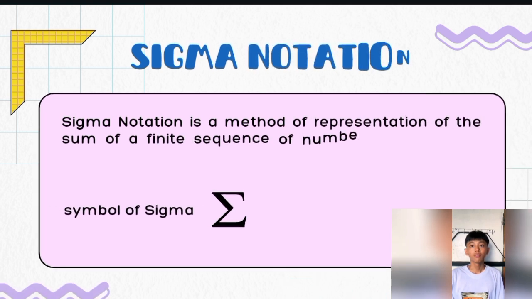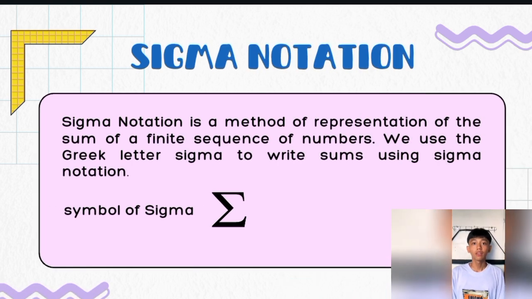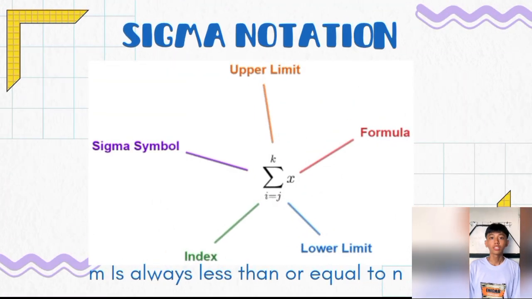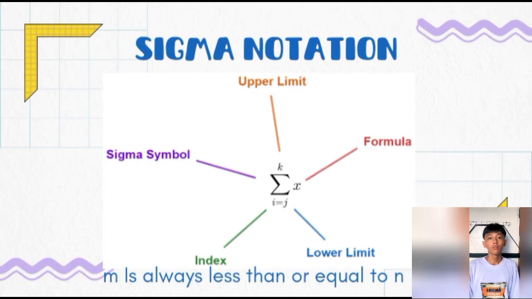Sigma notation is a method of representation of the sum of a finite sequence of numbers. We use the Greek letter sigma to write a sum using sigma notation. These are the parts of a sigma notation: the upper limit, which is the number used to generate the last term in a series. The index, or I, in the general formula is the starting index value in summation notation, typically represented by the variable at the bottom of the sigma symbol. It indicates where the sum begins.